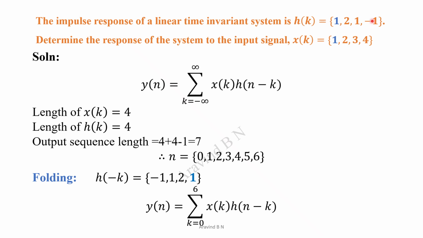All these three values, that is 2, 1, minus 1, will move to the other side of h of k. So that we call h of minus k. And this is the representation we are going to get: minus 1, 1, 2, 1. Whatever the value at the origin is, that is not going to have any changes. That will always be at the origin only.